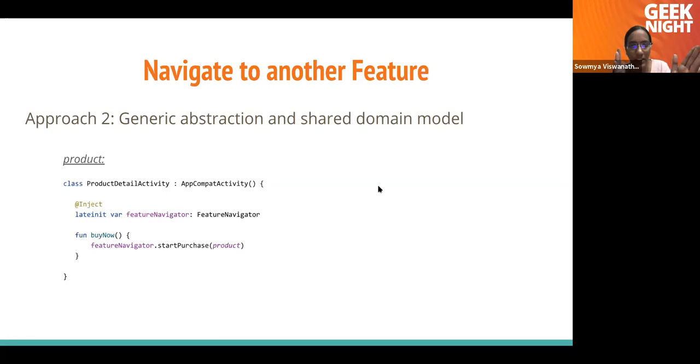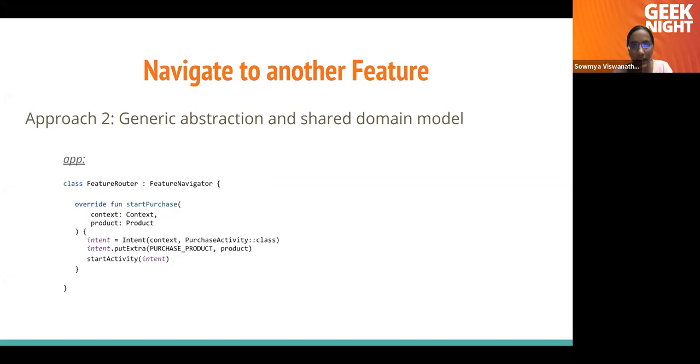So in our architecture diagram, we know that the app is the entry point for our application. So app can act as an orchestrator for all the navigations. What we actually do is, in the app module, we have the implementation for our feature navigator, which says, okay, start purchase, it takes in a product, then it creates the intent.